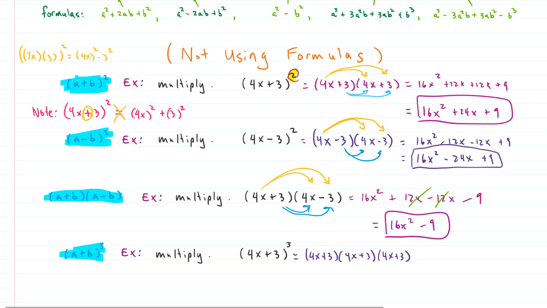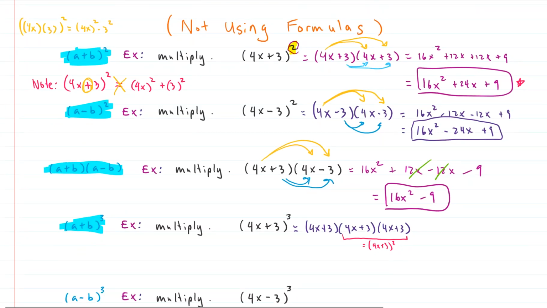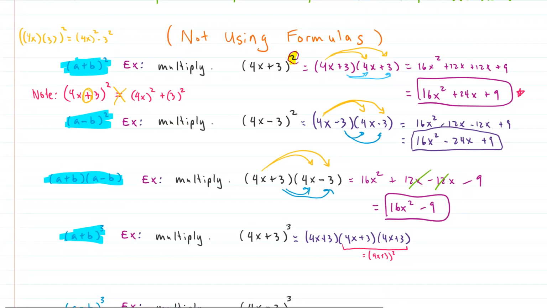Lucky for us, we have done a similar problem, right? Because if we look at this, 4x plus 3 times 4x plus 3 is the same thing as quantity 4x plus 3 squared, and we just solved that problem above. That's up in the top right. We have the answer for that. So let's just use that, just to kind of make our life a little bit easier.